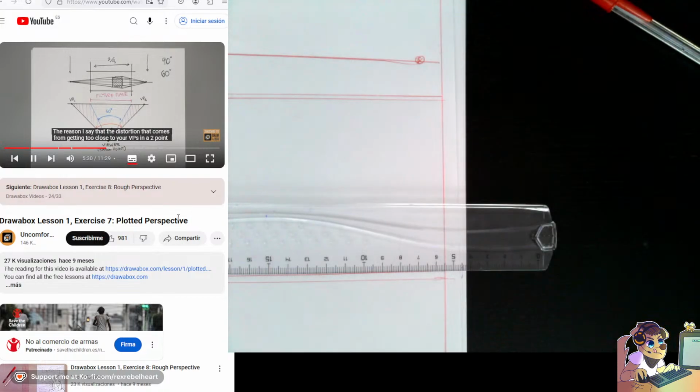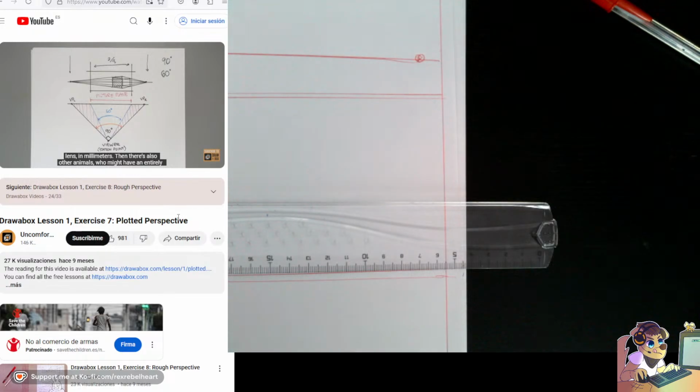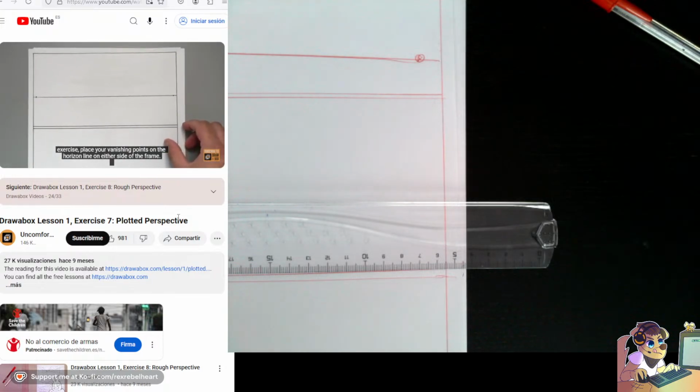The reason I say that the distortion that comes from getting too close to your vanishing points in a two-point perspective arrangement like this is not wrong is because there are absolutely situations where we alter the field of view to achieve certain effects. Camera lenses, for instance, can come in a variety of FOVs, though this is usually expressed in terms of the focal length of the lens in millimeters. Then there's also other animals who might have entirely different functional fields of view. Anyway, getting back on track with the exercise, place your vanishing points on the horizon line on either side of the frame.